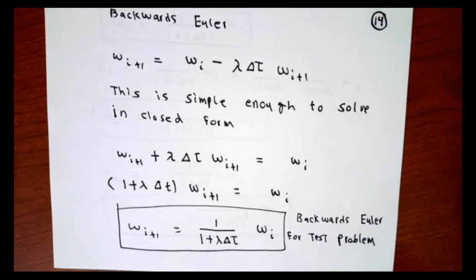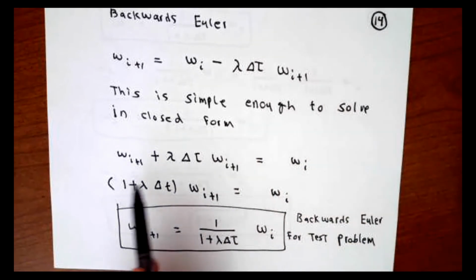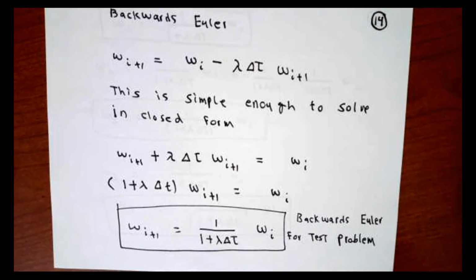And the way that wi plus 1 appears in this equation is particularly simple. Add this term to both sides and factor out the wi plus 1. Divide through by the number 1 plus lambda delta t, and this is how you would do backward Euler's method in exact arithmetic on our test problem.